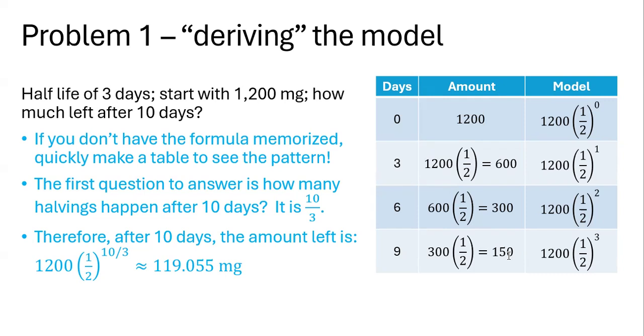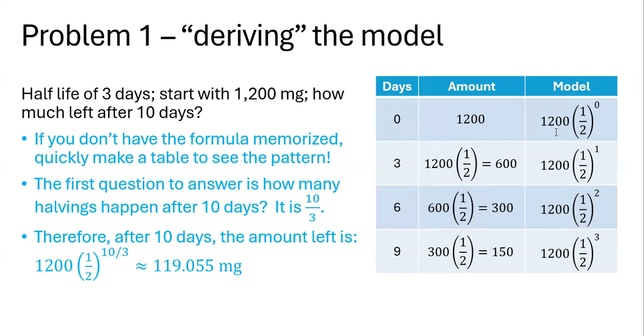So hopefully from here, we can get the pattern, okay? We started with 1,200, we halved, and we keep halving every 3 days. That's where it's the exponential model. It's half to some power, okay? Because we keep halving, we keep multiplying by half. So it's half to some power. So this is where this third column comes in now.